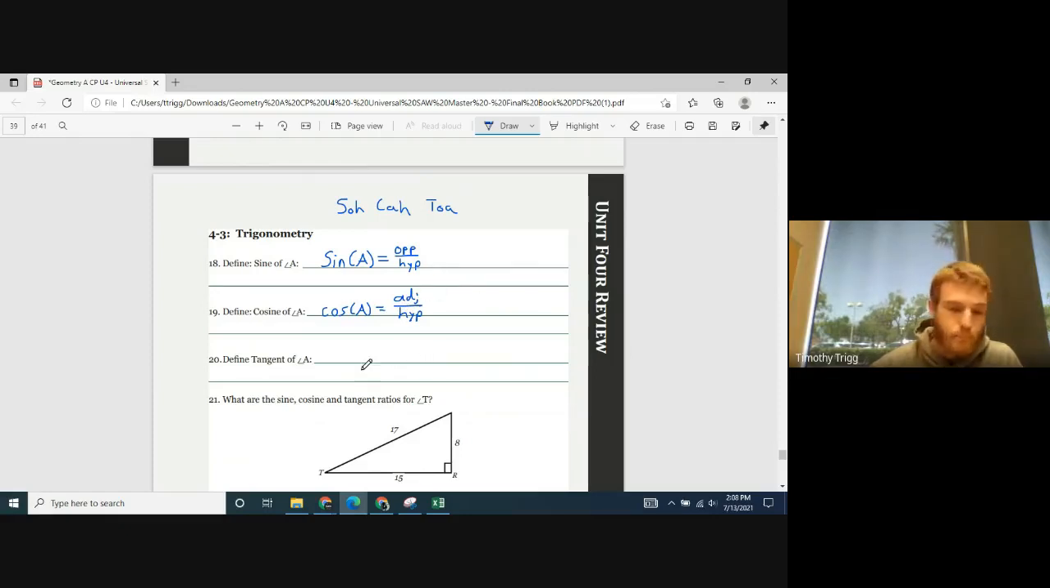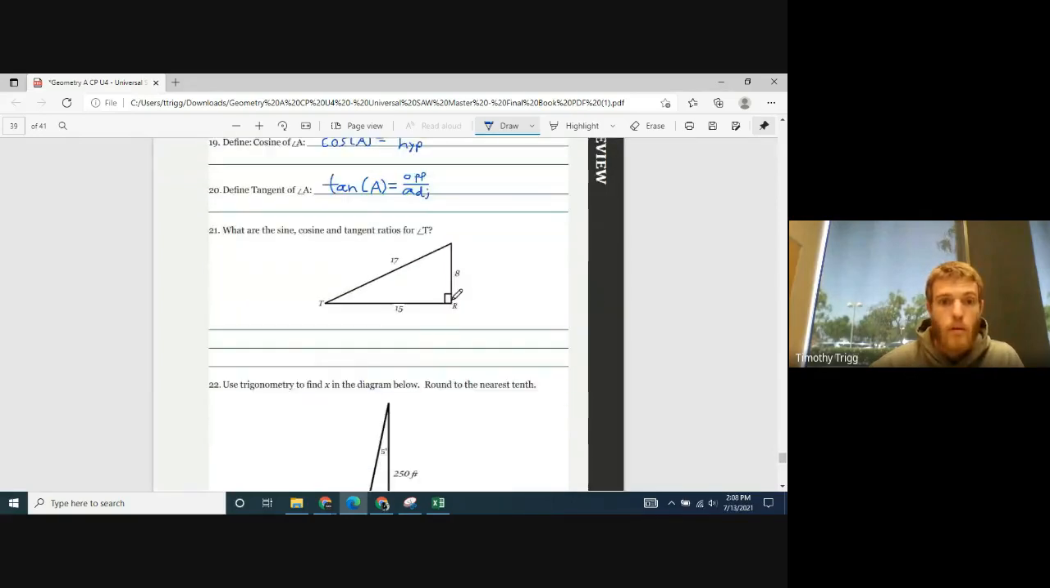Adjacent leg, right? Finally, tangent. Tangent is opposite over adjacent. So tangent of an angle is the opposite side divided by the adjacent leg. Okay. Tangent is the only one that doesn't use the hypotenuse. You see that? Tangent does not use the hypotenuse. Sine and cosine, they both have over the hypotenuse. So let's go ahead and use those concepts to find what are the sine, cosine, tangent for angle t.